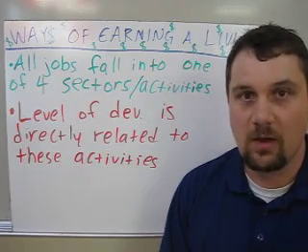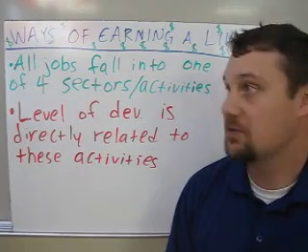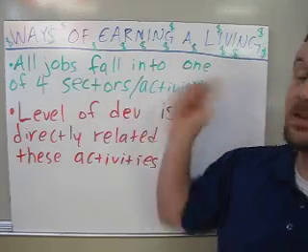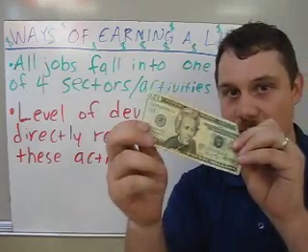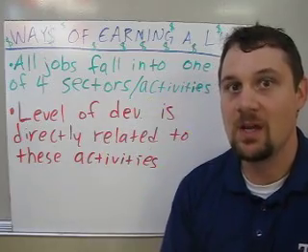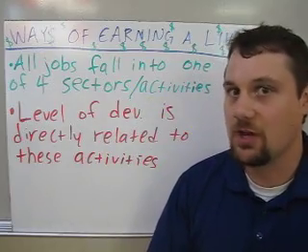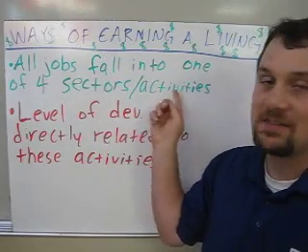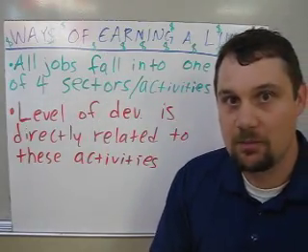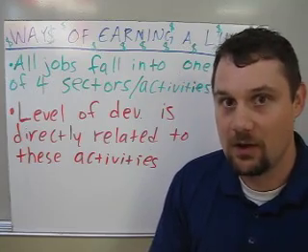Okay, this is all about ways of earning a living. And as you can see here, I have a bunch of dollar signs because it's all about how you make money. Different ways that countries make money, different jobs that people do. And basically, all jobs fall into one of four sectors or activities. A sector is simply a group of jobs in an economy.